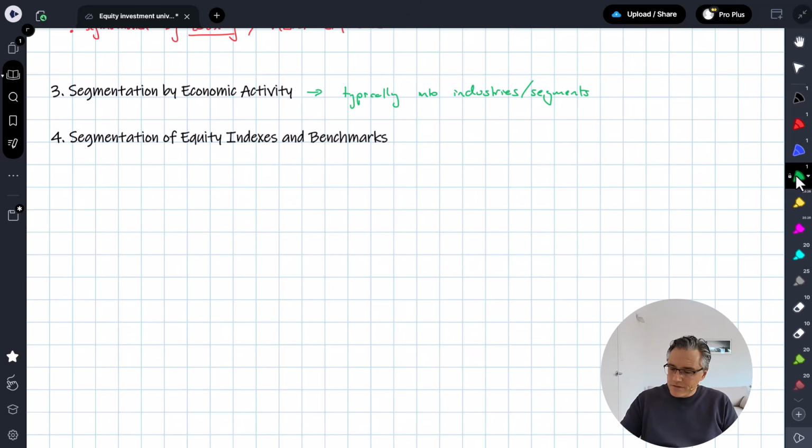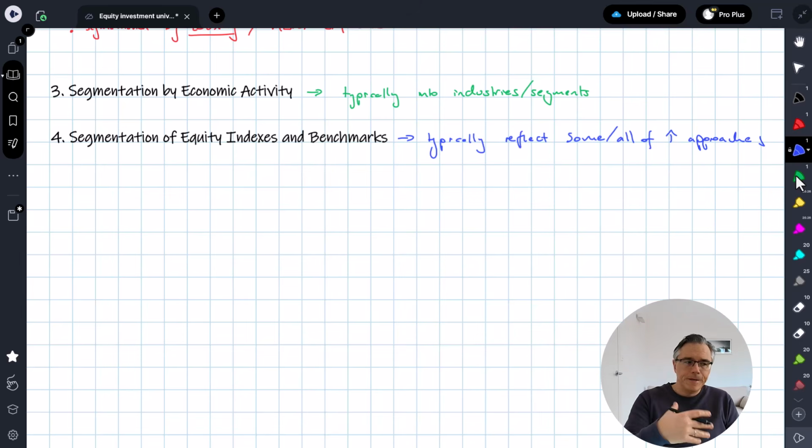And finally, we've got segmentation of equity indexes and benchmarks. As you will know, there are indices and benchmarks, and those benchmarks typically reflect some or sometimes even all of the above approaches. So an example of this would be MSCI, a big indexing or benchmarking company, with its Emerging Markets Large Cap Growth index or benchmark.